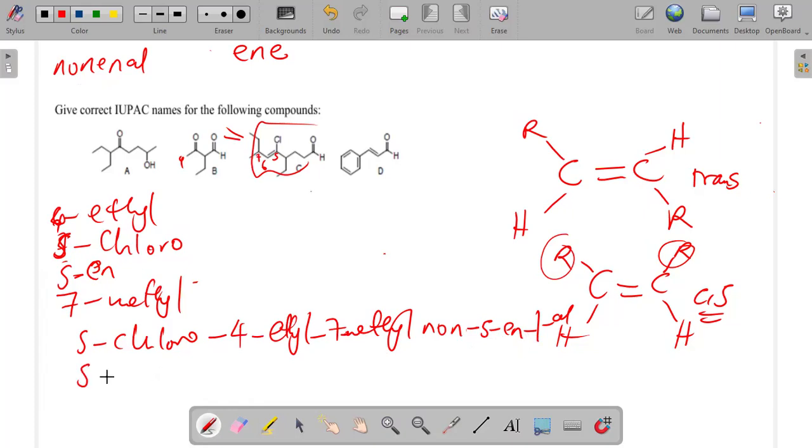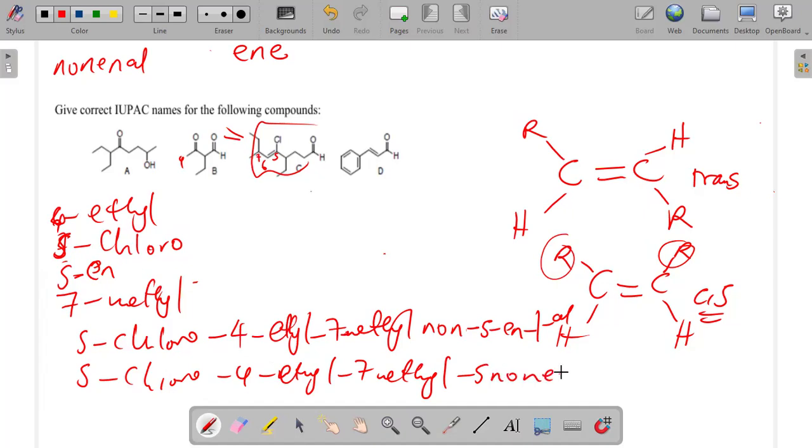So I can say 5 chloro, then 4 ethyl, then 7 methyl, then I can indicate this 5, isn't it? Say at position number 5, I'm having a double bond, non like this. And then I can say at position number 1, I have an O like this. So either way is going to be correct.